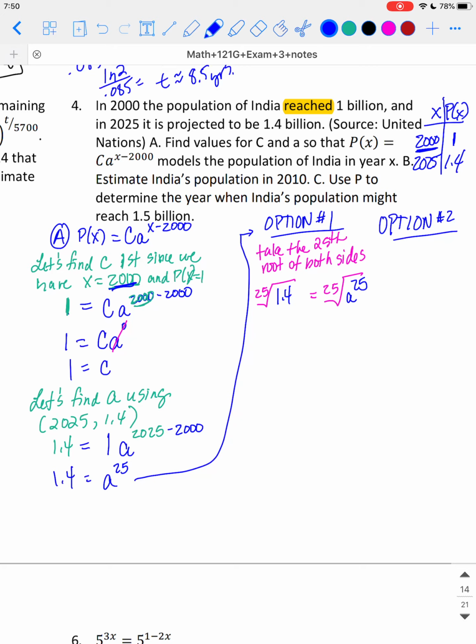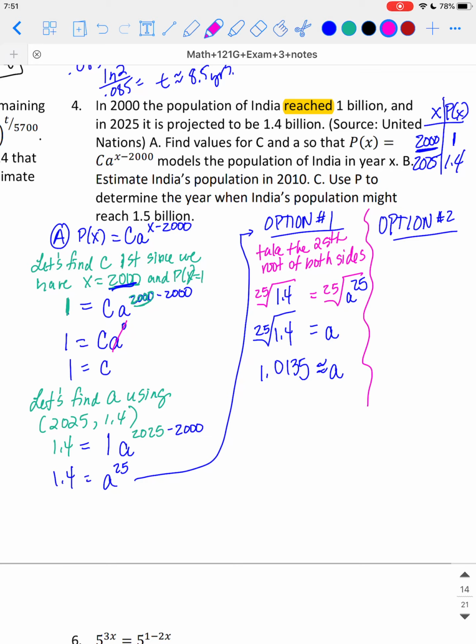And so the 25th root and the to the power of 25 are inverses of each other. They cancel each other out. So on the right hand side, I'm just left with A. And A is equal to the 25th root of 1.4. And you can do it in your calculator. And you're going to get that A is approximately 1.0135.